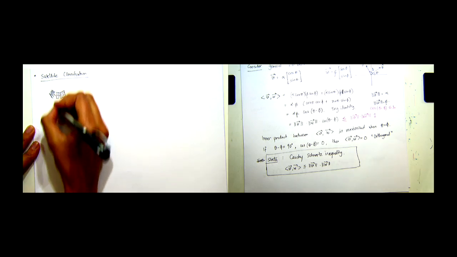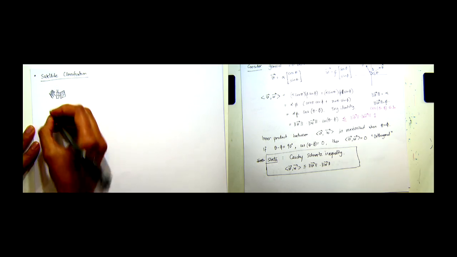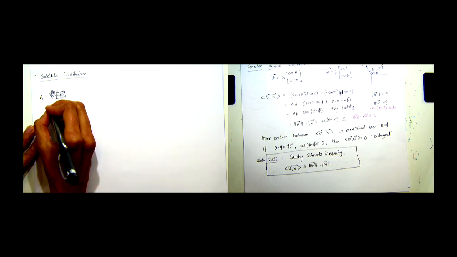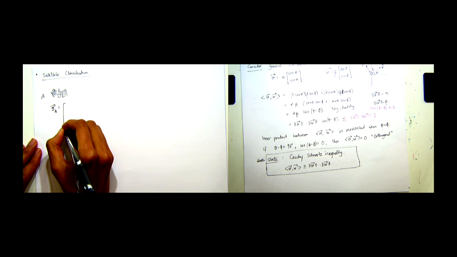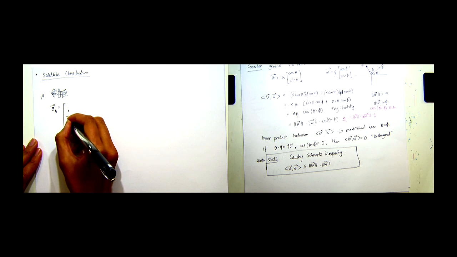And let's say it wants to transmit a signature to us. So let's call this satellite A. And it's going to choose to transmit its signature. We're going to represent this as a vector. So the signature of satellite A is going to be a vector. And let's say that it chooses 1, 1, minus 1, minus 1, 1. Okay? And it's going to transmit this to us as a signal.